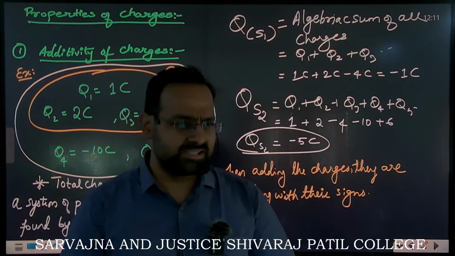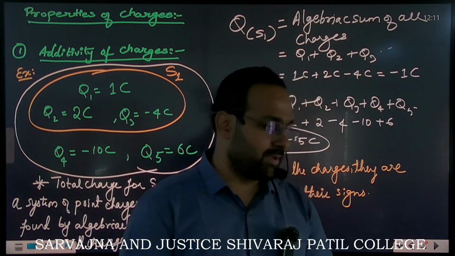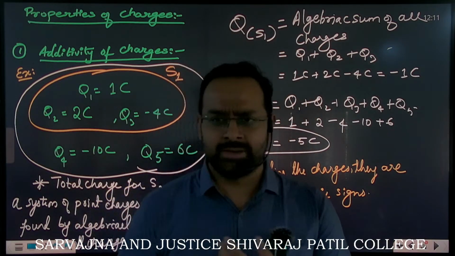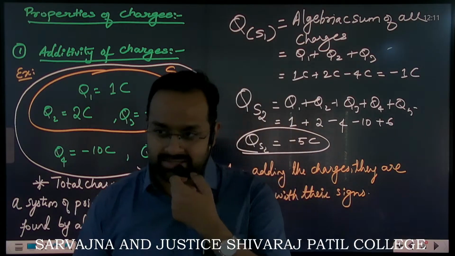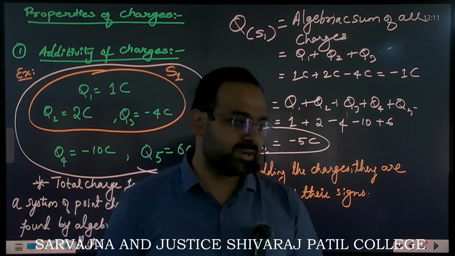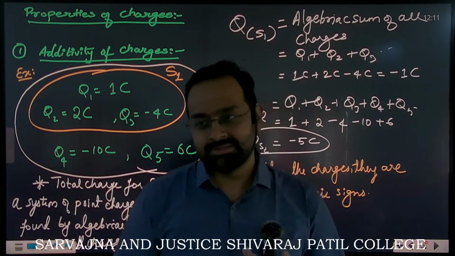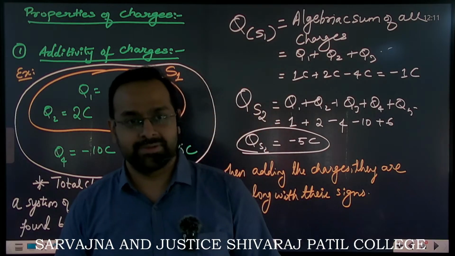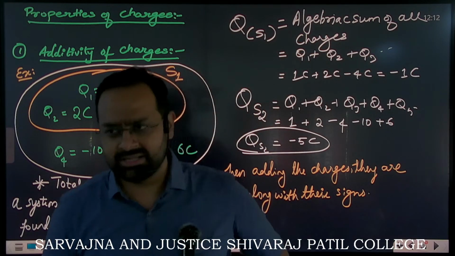Adding vectorially is different from adding algebraically. Algebraically add ಮಾಡೋದ್ರೆ simply +1 -2 will give us -1. Vectorially +1 -2 add ಮಾಡಿದ್ರೆ -1 ಬರಬಹುದು, ಬರದೆ ಇರಬಹುದು, right? Because in vectors you also need directions as well.